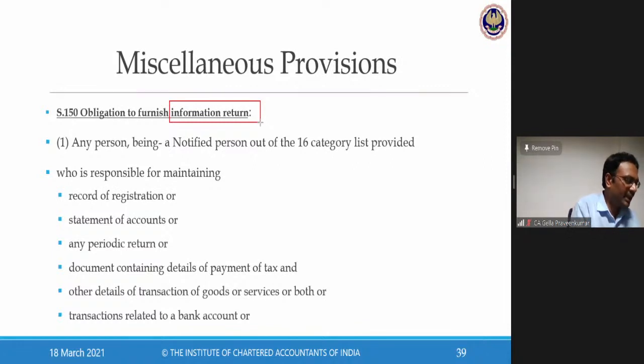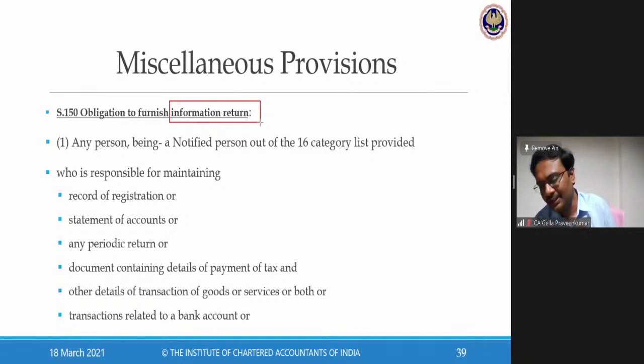Section 150, when I look into the nature of persons, these persons are a person who is registered under GST law or any of those government officers which are notified. Generally, this provision has a peculiarity in why that information is called for. In case of your investigation, prosecution, or summons, they use this as a tool for gathering the information.